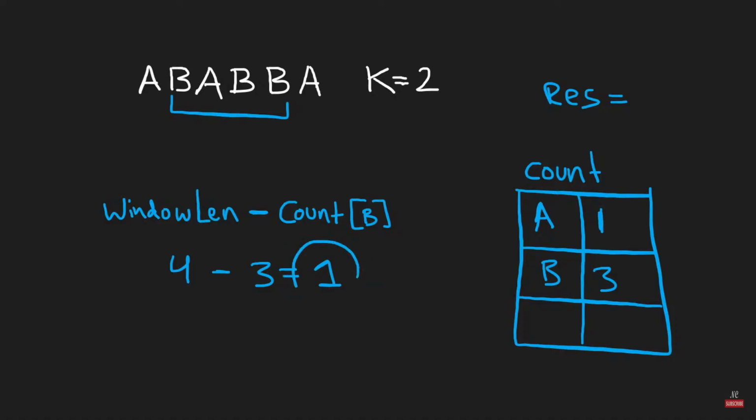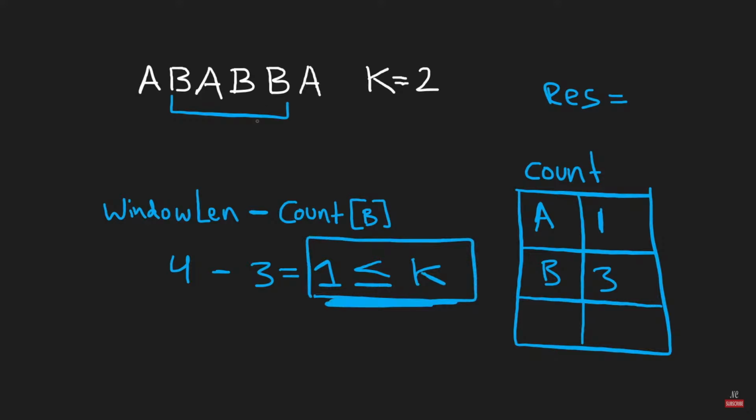How do we know if we have enough replacements to do one character? Well, of course, that's our input parameter K, right? So what we're confirming here is that this value is less than or equal to K. As long as this condition is true, that means our current window is valid. That means we have enough replacements to make those replacements in our current window. So this is the main condition that we're going to be checking.